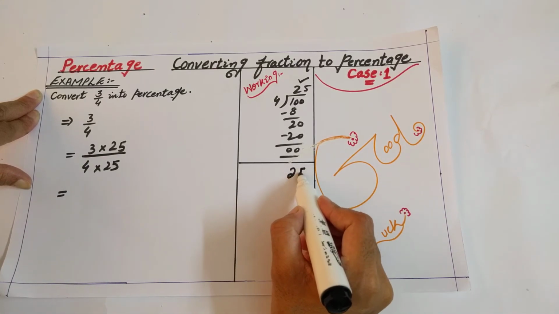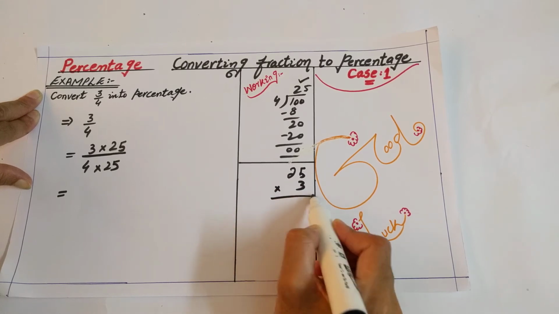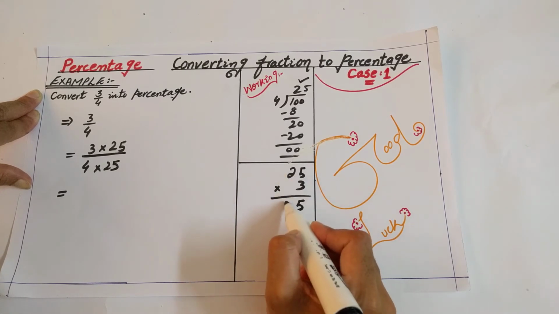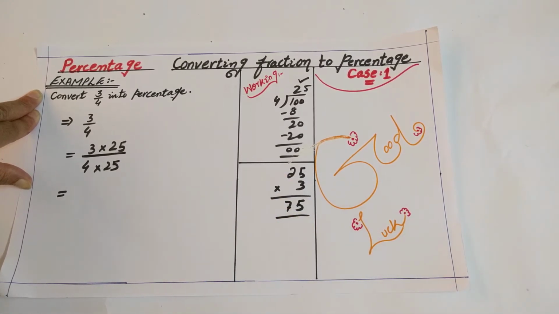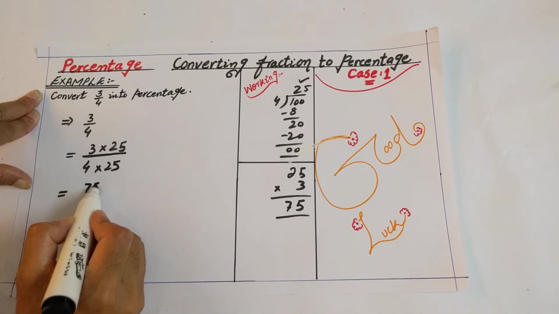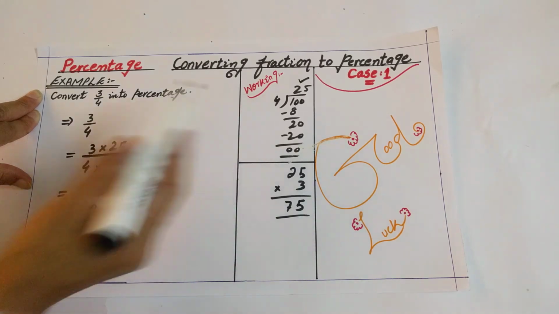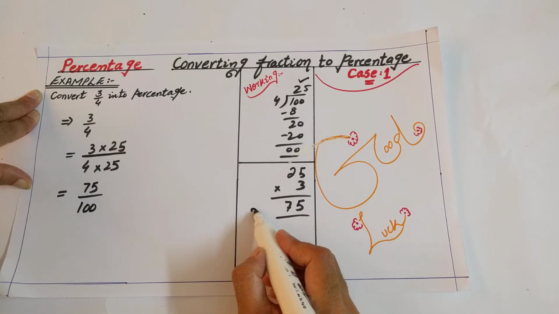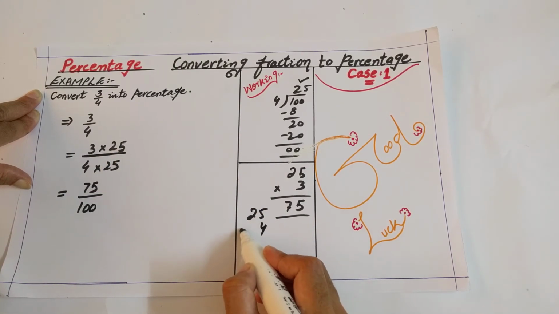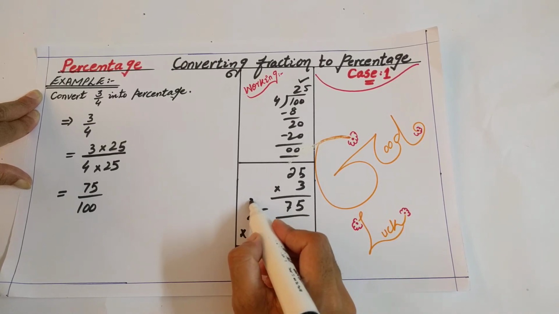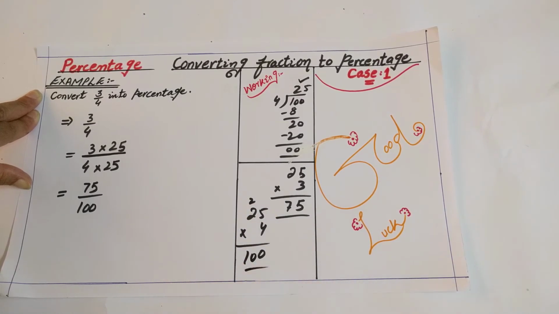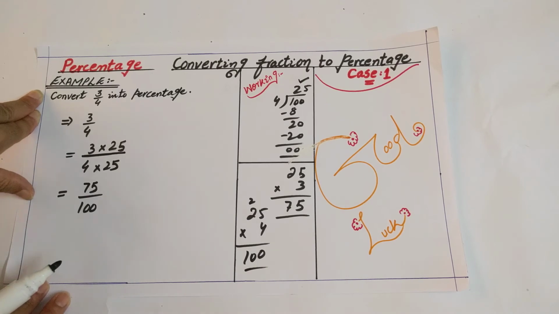What's 25 times 3? 3 5s are 15, 1 carry, 3 2s are 6, 6 plus 1, 7. So your answer is 75. 4 25s are 100, as we have already done it over here, but you can also check it over here. 25 times 4: 4 5s are 20, 4 2s are 8, 8 plus 2, 10. So our denominator is 100.